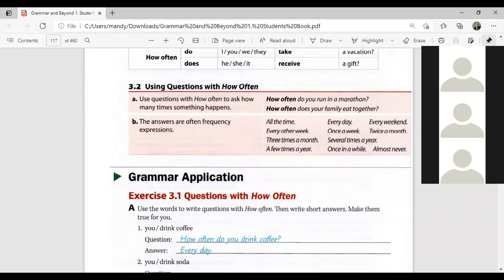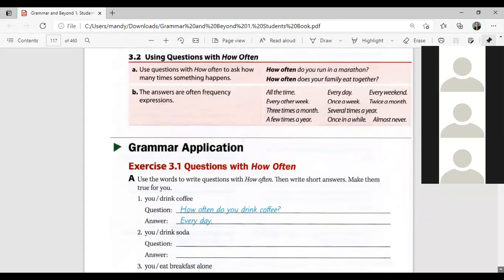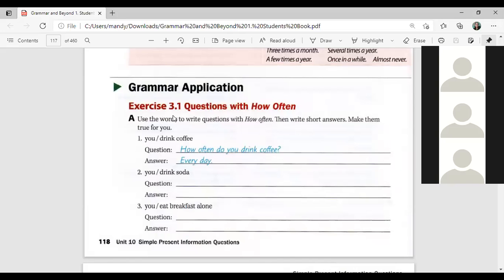For example, we have this exercise, questions with how often. We use the words to write a question with how often, and then we answer. For example, you drink coffee. What is the question? How often do you drink coffee? And the answer: every day, or one time per week, it's possible to say that. How often do you drink coffee? Every day. Then we have number 2, you drink soda.